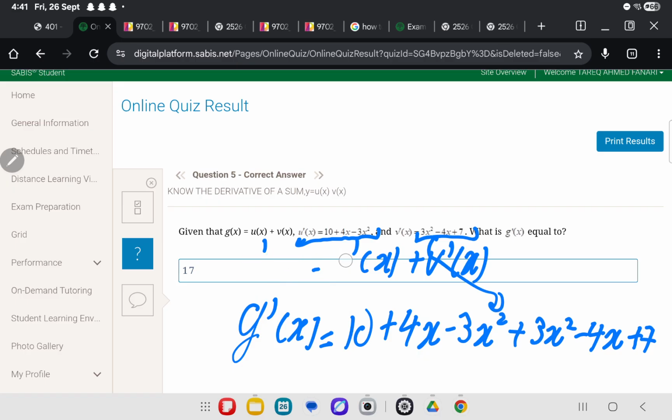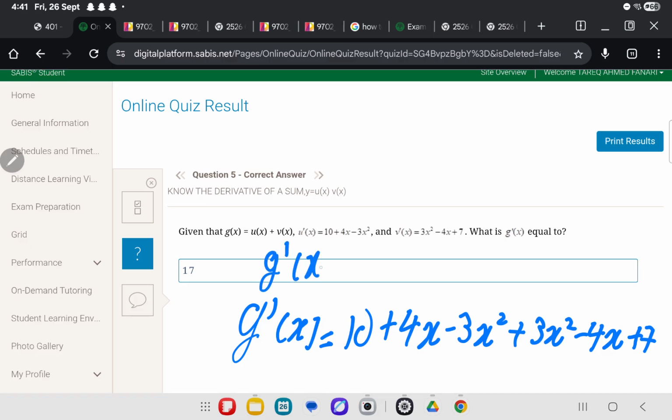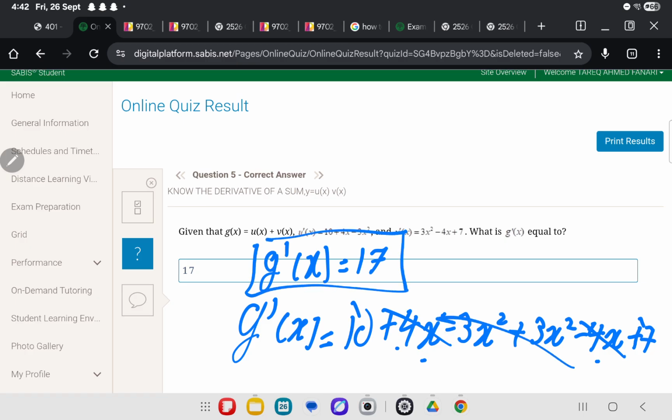Okay, so now simplifying this, we get g prime of x equal to, to start, our constants. Our constants are 10 and 7, so we add them up, 17. Now we have our x to the power of 1 term, so 4x and then minus 4x, these two just cancel out. Minus 3x squared plus 3x squared gives me 0, so this cancels out. That's it, done. g prime of x is 17. That's the full answer.